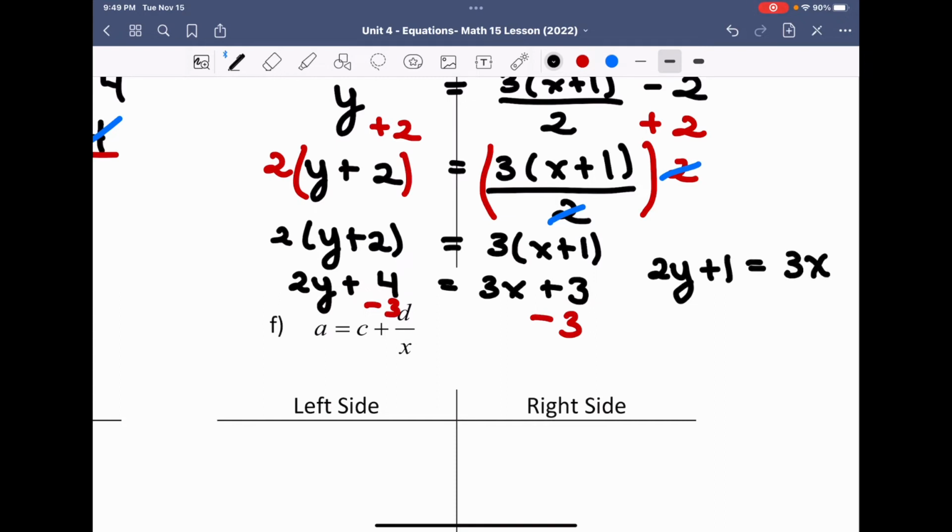Lastly, we have a term being multiplied to x, so I need to divide by that term. So I get 2y plus 1 over 3 is equal to x, because we know things being multiplied and divided on the same side will cancel. Therefore, there is my x term here.